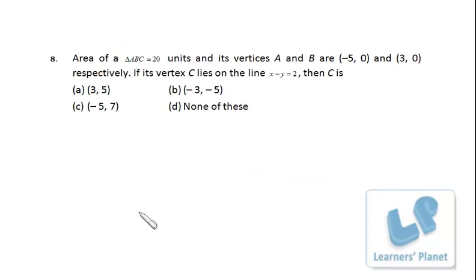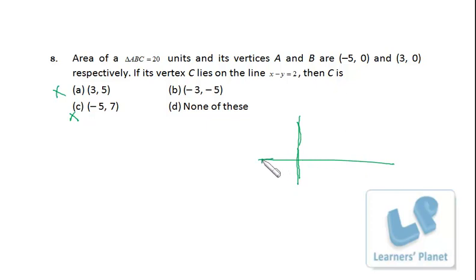Area of triangle ABC is 20 units and its vertices are A, B and this. If the third vertex C lies on the line this, then C is equal to. So the difference between x and y coordinates must be 2. So bright chances are there. See, this is deleted. This 3 and 5 cannot be the correct option because x minus y must be 2. This can be the correct choice, but let's draw the figure.